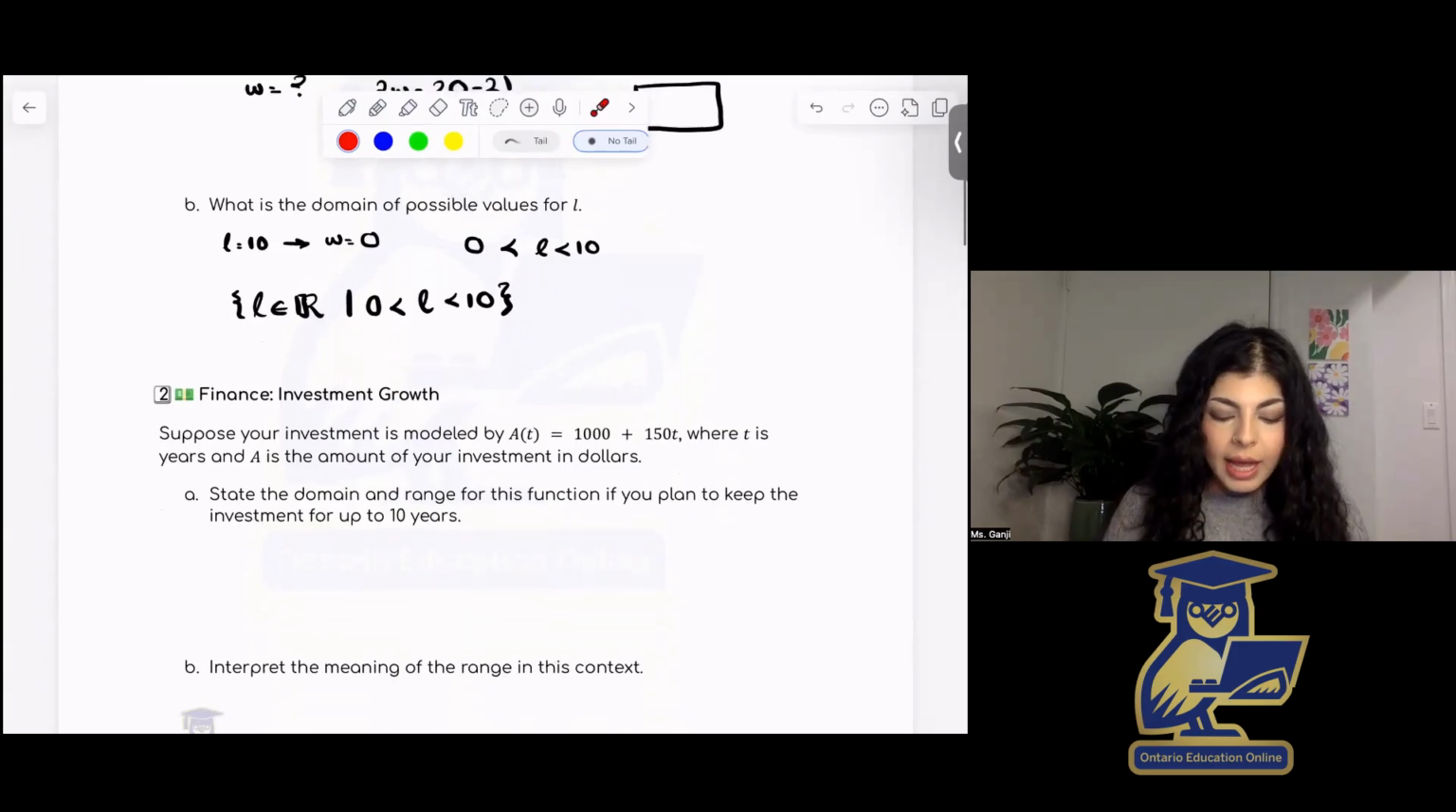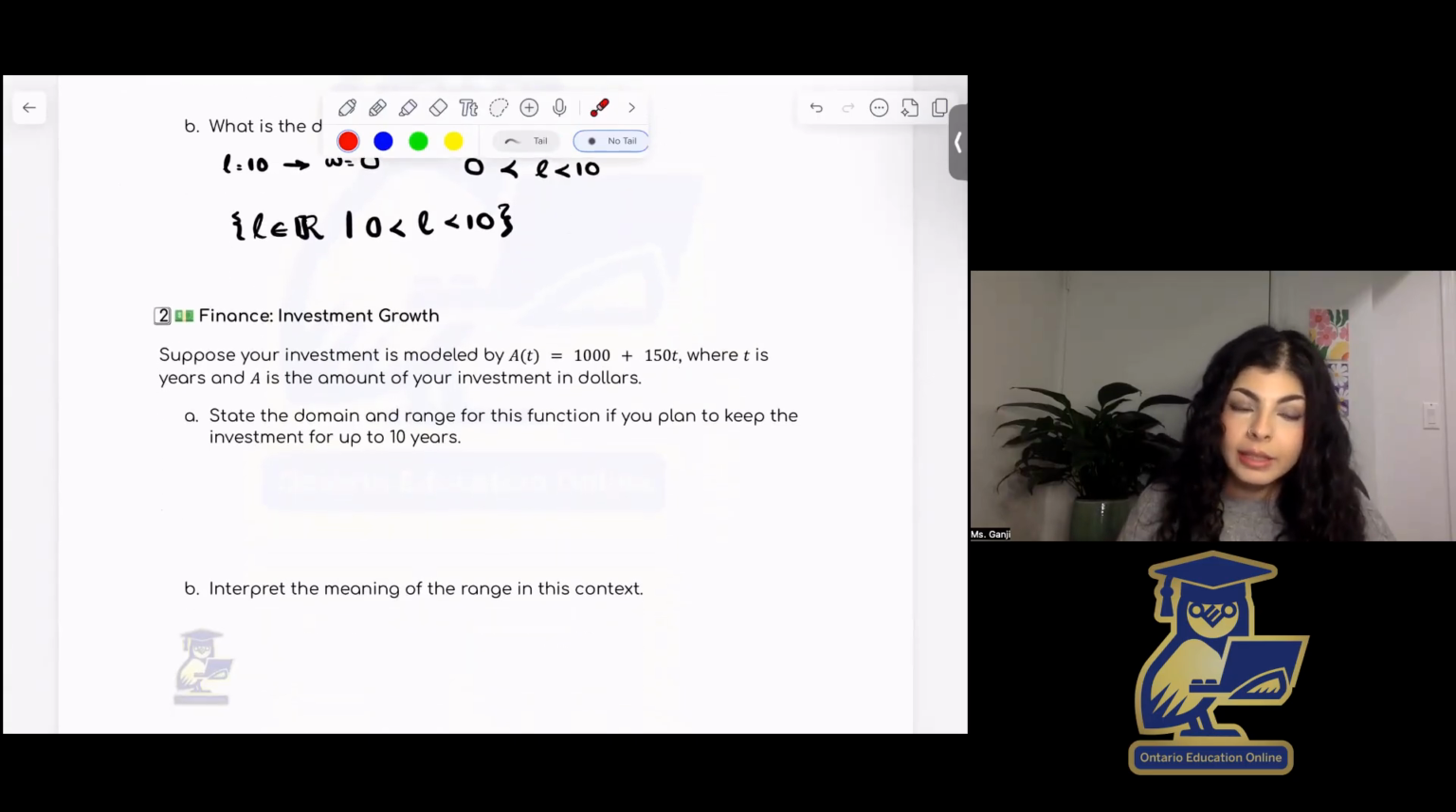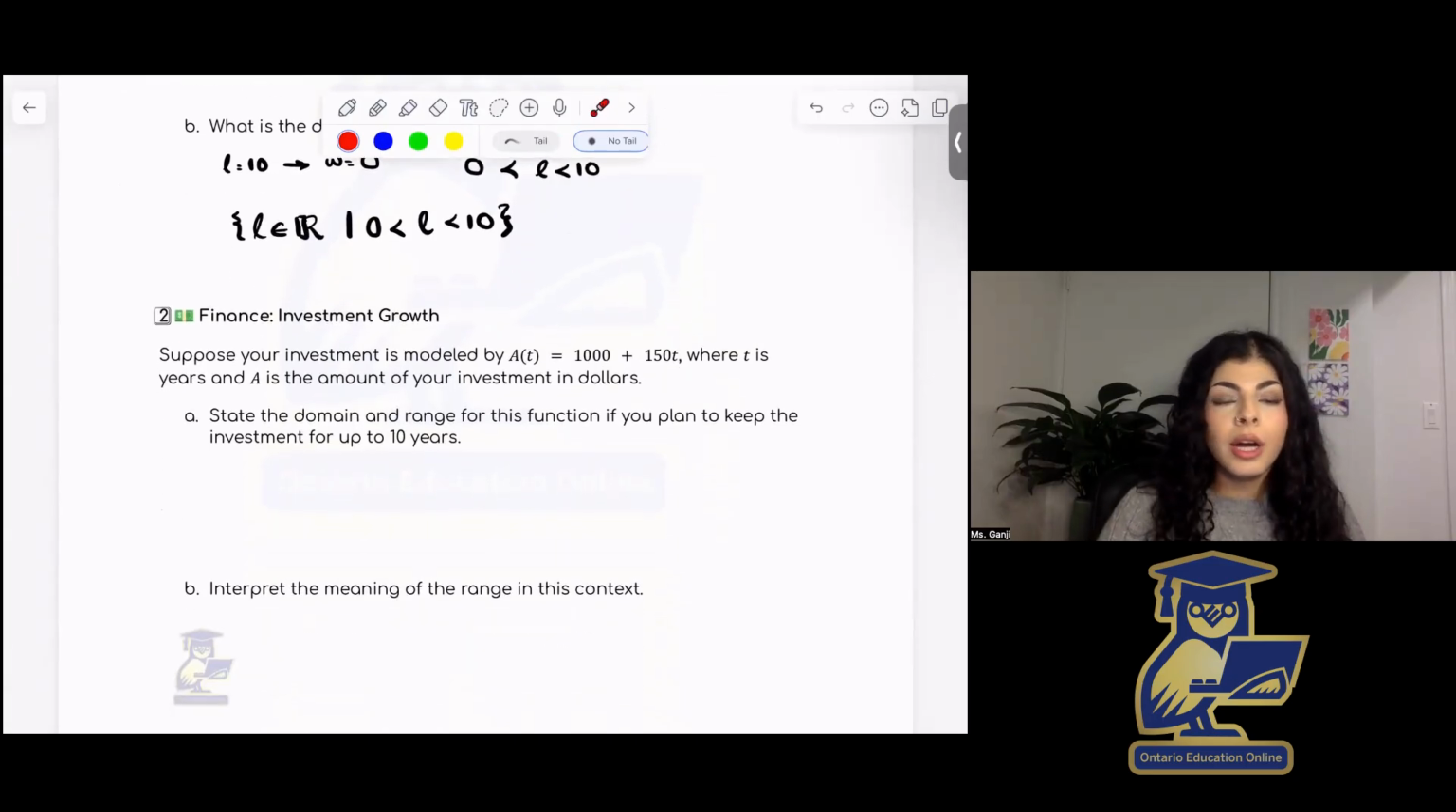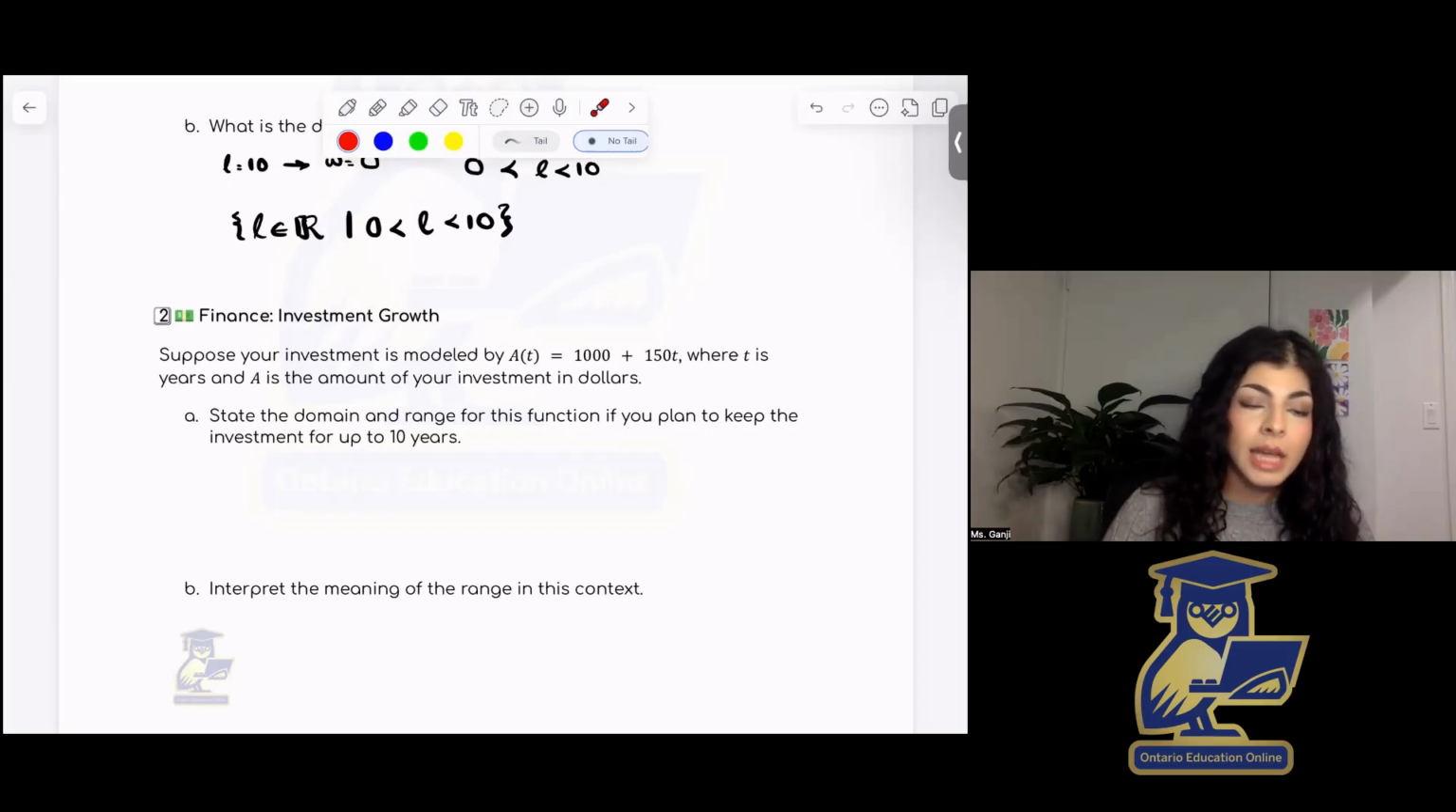So now let's look at another example, this time finance. So here we are told that our investment is modeled by the following equation where t is in years and A is my investment amount in dollars. So we're asked the domain and range for this function if I want to keep the investment for up to 10 years. So t could be any value in terms of years. I could have 10 years, I could have 50 years, 100 years.